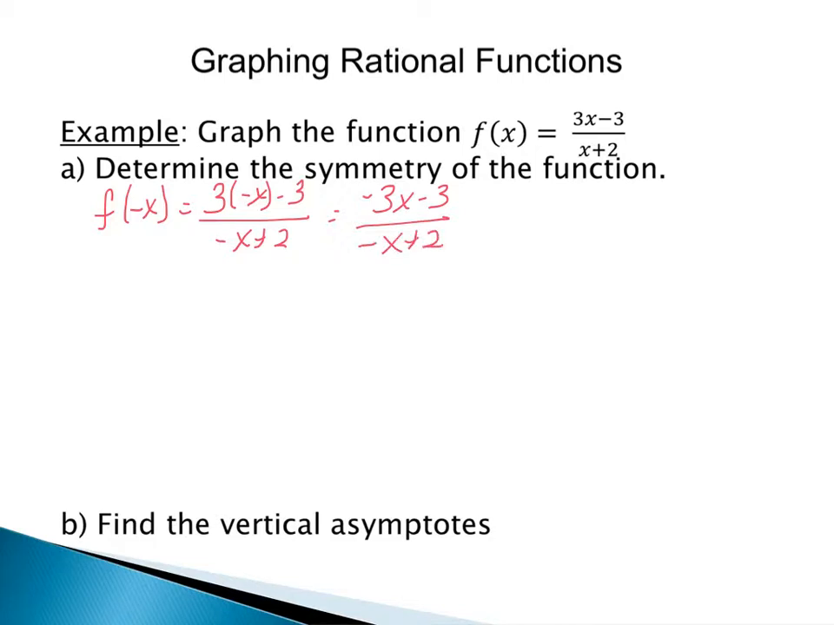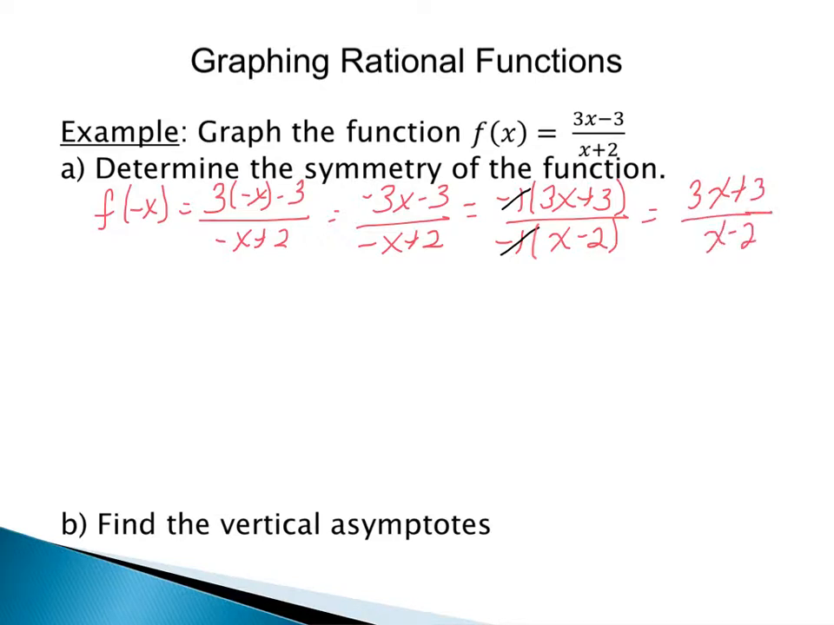So first we would say, okay, is this f of negative x that we have right now equal to the original function? We can see that it's not. The first term in the numerator and the first term in the denominator have different signs, so as it stands right now, the function would not be even. But I can simplify this a bit. I can factor out a negative 1 in the numerator, and we would be left with 3x plus 3. I can also factor out a negative 1 in the denominator, so that way we're left with x minus 2. Then our negative 1's would cancel out, which means we're left with 3x plus 3 over x minus 2.